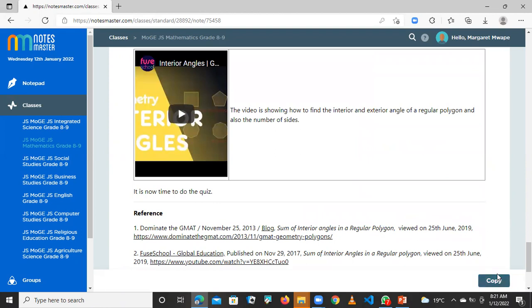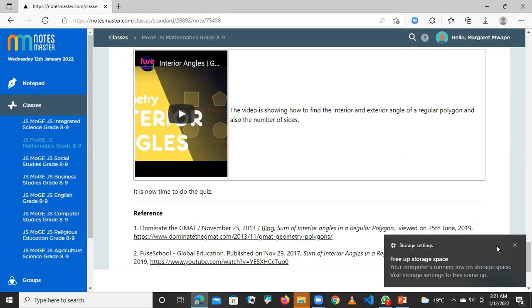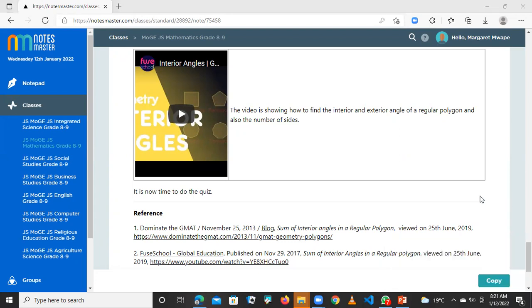Then here, this copy button, when you click on it, will copy the notes for you. If you want to print them out, you will be able to copy, and after copying, you can do the printing out. It will ask you where you want to save. So basically, these are the things that we will be looking at under Notes Master. So we go now to the lesson for today.